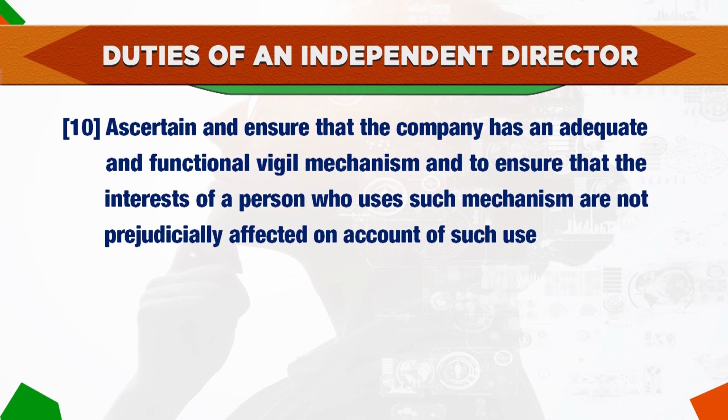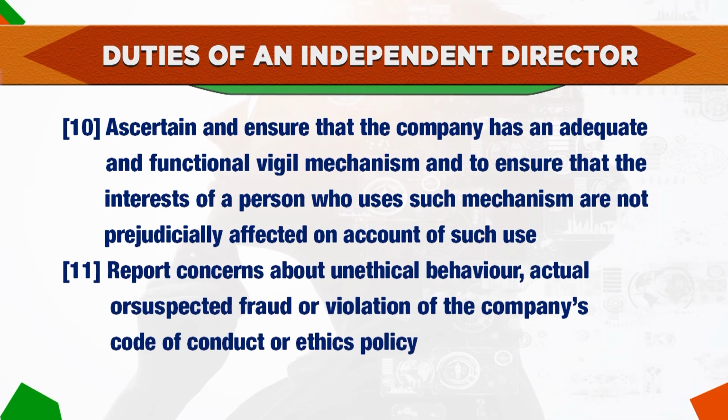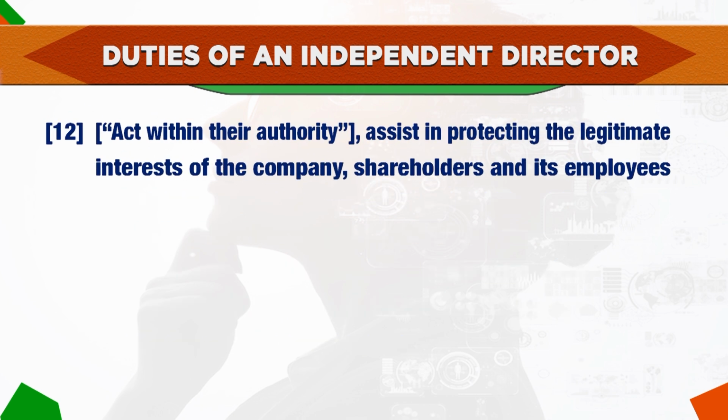Number 10, ascertain and ensure that the company has an adequate and functional vigil mechanism and ensure that the interests of a person who uses such mechanism are not prejudicially affected on account of such use. Number 11, report concerns about unethical behavior, actual or suspected fraud or violation of the company's code of conduct or ethics policy. Number 12, act within their authority. Assist in protecting the legitimate interest of the company, shareholders and its employees.